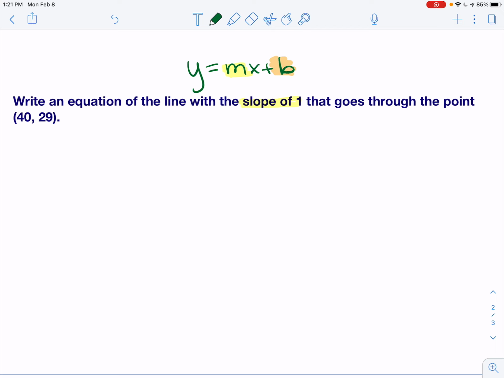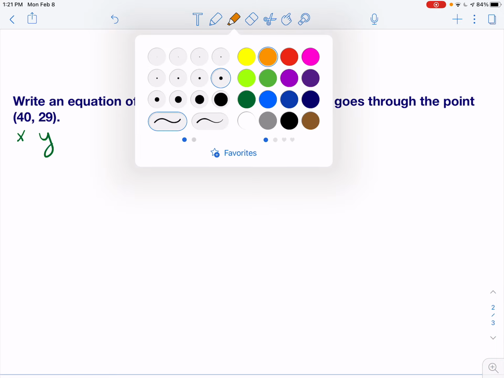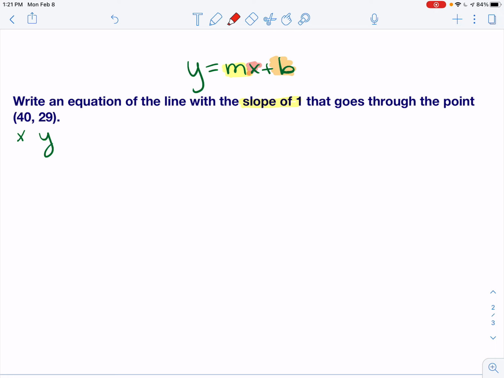So here's what I know. This is an x value, and this is a y value in my ordered pair. So if I look here, I have an x in my equation, and I have an x in my ordered pair. I also have a y in my equation, and I have a y value in my ordered pair. So I'm going to substitute in the x, the y, and the slope for m, and that's going to leave me with b that I can find. So let's plug those in.